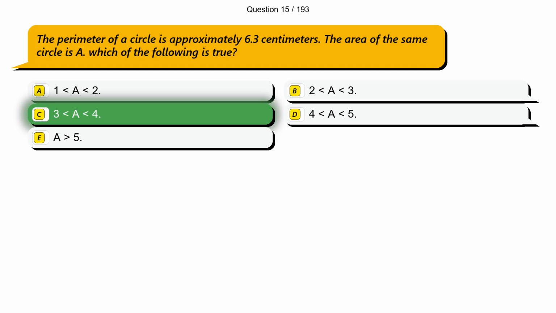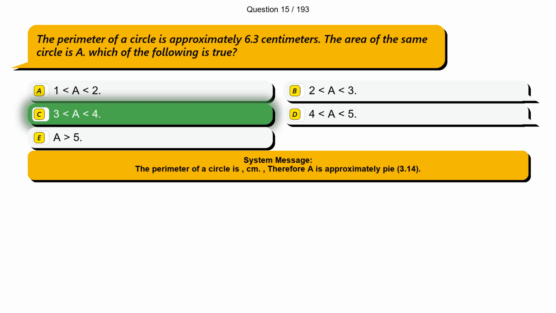The correct answer is option C, 3A less than 4. The perimeter of a circle is 2πA centimeters, therefore A is approximately π, 3.14.